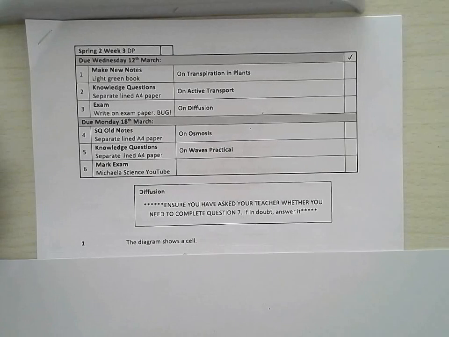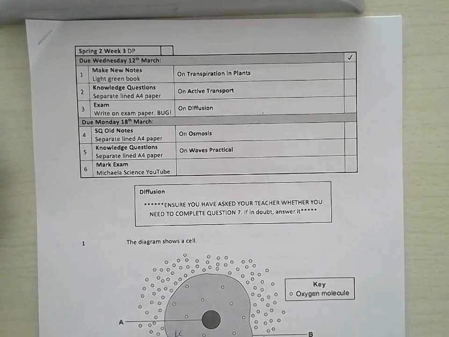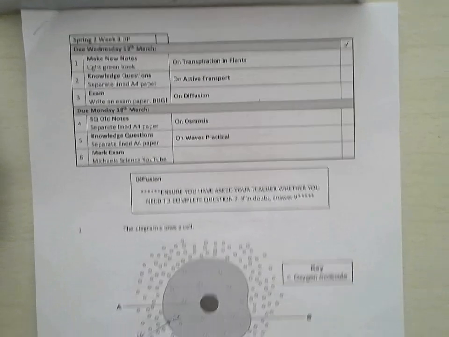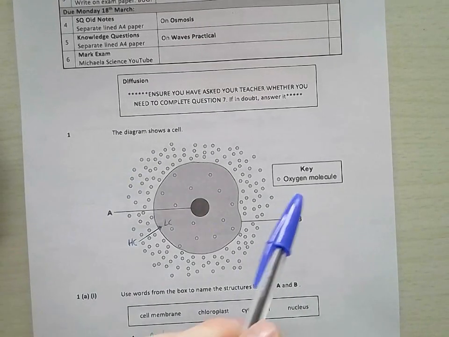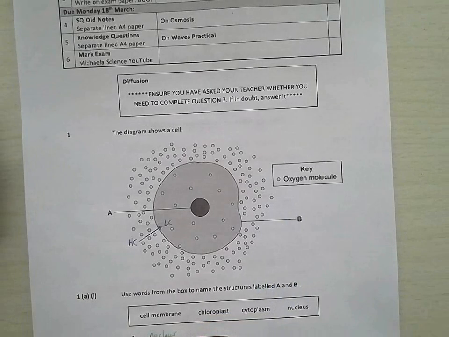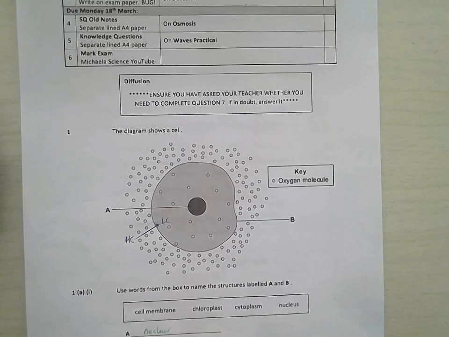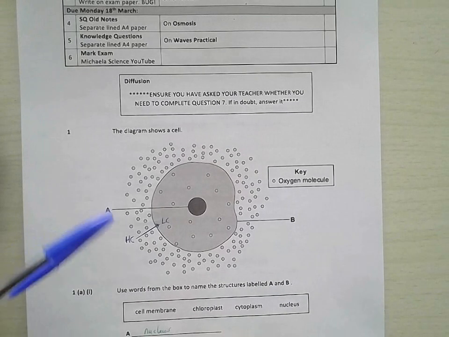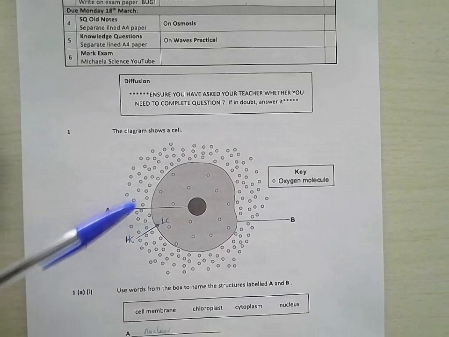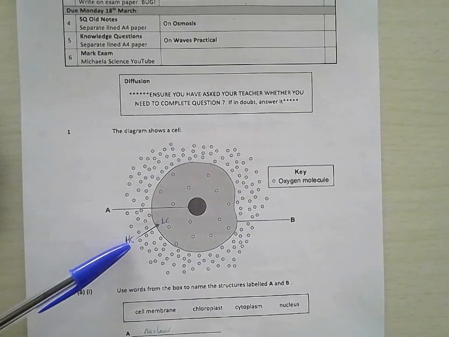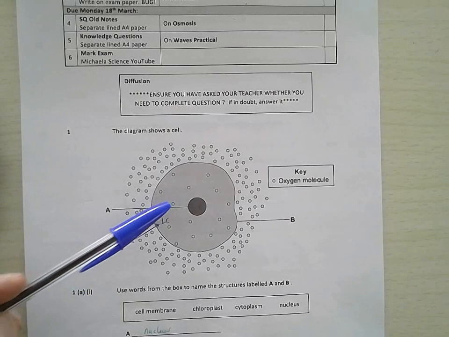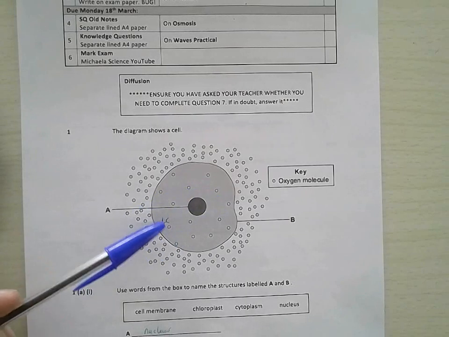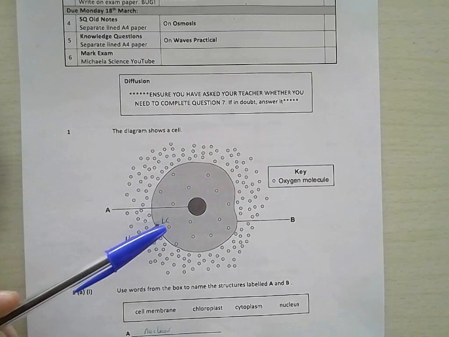Question 1 tells us we've got a diagram that shows a cell. Around the diagram there are lots of little circles, and the key tells us that those circles represent oxygen molecules. One thing I added straight away is that I can see lots of oxygen molecules on the outside, so HC to represent a high concentration, and then there are not so many inside of the cell, so LC to represent a low concentration.